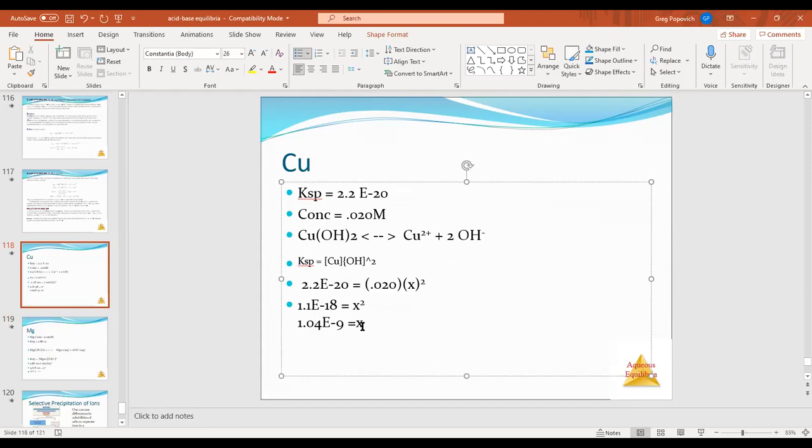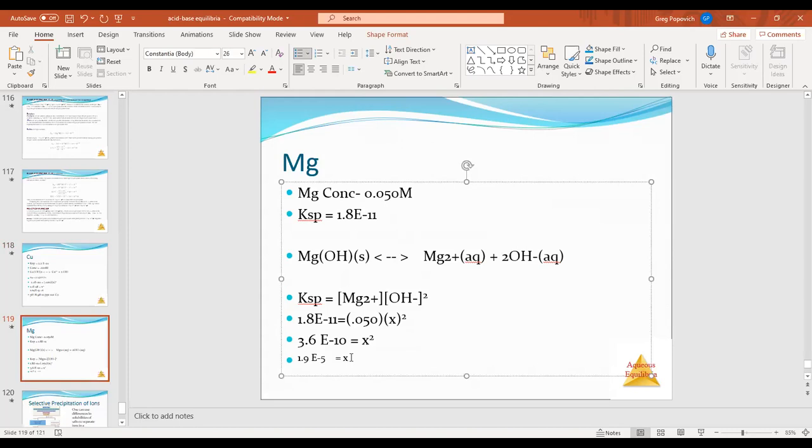Now, if I take the negative log of this, this means I need a pH of 8.98 to precipitate out the copper. To precipitate out the magnesium, I'm going to need 4.72. Questions, ladies and gentlemen?